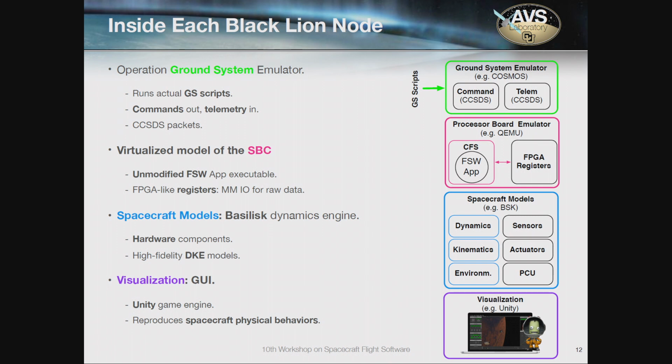The third node that we want to integrate is the spacecraft models, for which, as I've already mentioned, we are using Basilisk. Basilisk provides us with hardware models for sensors, actuators, and power computer unit, and also high-fidelity dynamic, kinematic, and environment models. The last component that we want to integrate is visualization, which in our case is an in-house graphical user interface, or GUI, that we're developing using the Unity game engine. The visualization is supposed to reproduce the spacecraft physical behaviors as determined by your simulation software, which in our case is Basilisk.